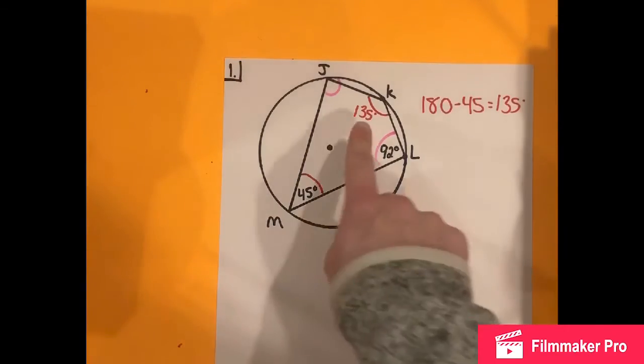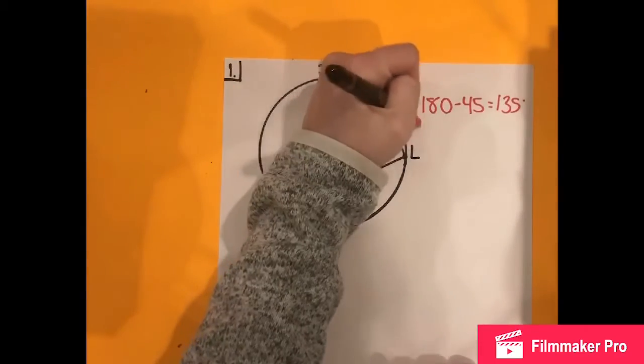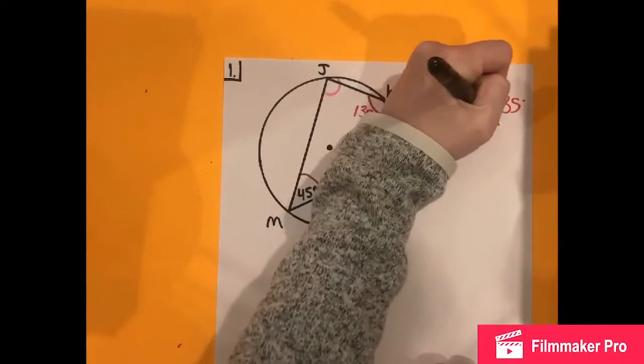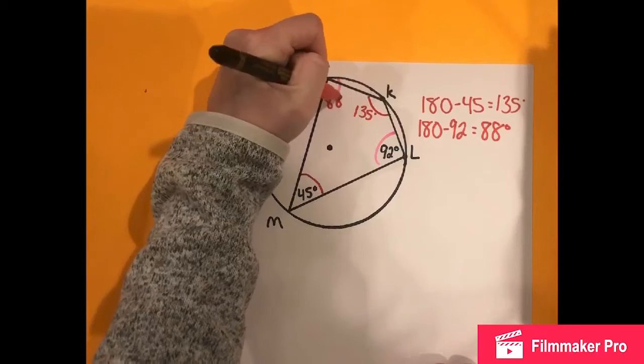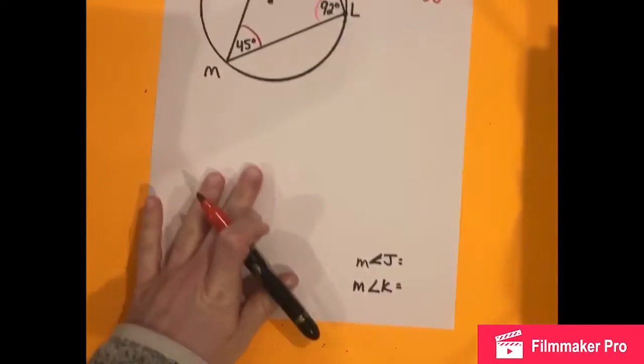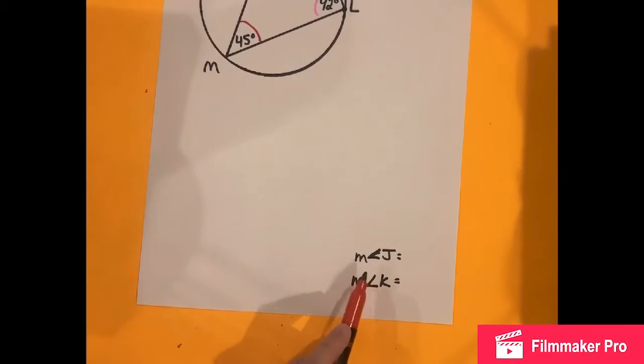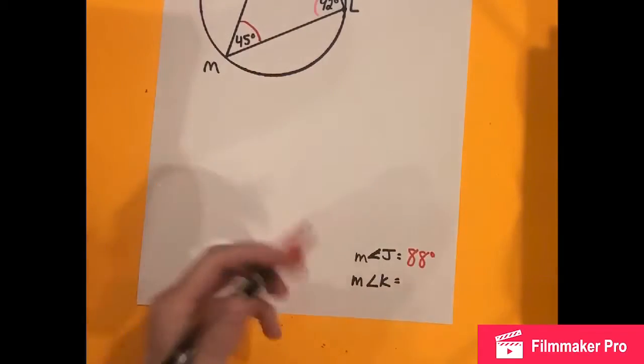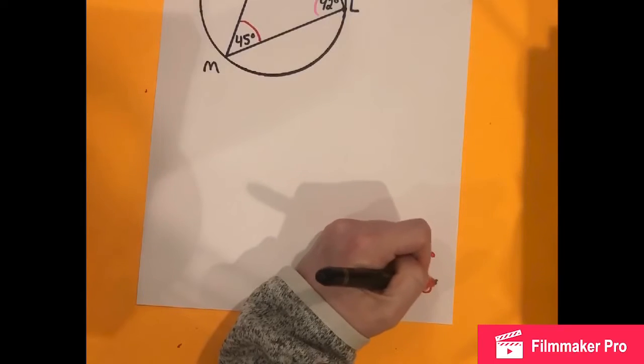Moving on to the same thing, these two have to add up to 180, so I'm going to take 180 and subtract off 92, which is going to give me 88 degrees. Same thing, I'm going to just plug it in there. I'm going to look at what they actually ask for. They want the measure of angle J, so that's 88 degrees, and they want the measure of angle K, which is 135 degrees.